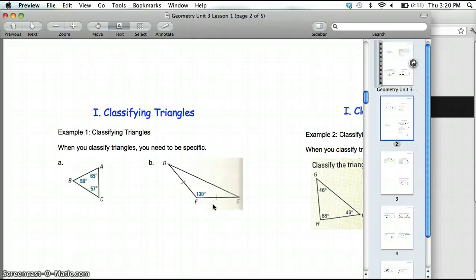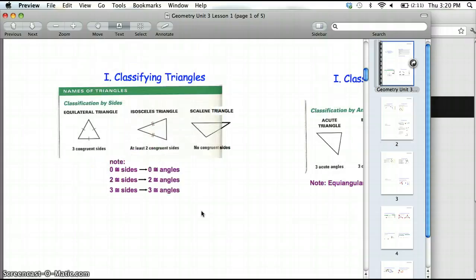In Exhibit B, we have a triangle that has 2 congruent sides. 2 congruent sides means that we are dealing with an isosceles triangle. Isosceles triangles not only have 2 congruent sides, but they also have base angles that are congruent.